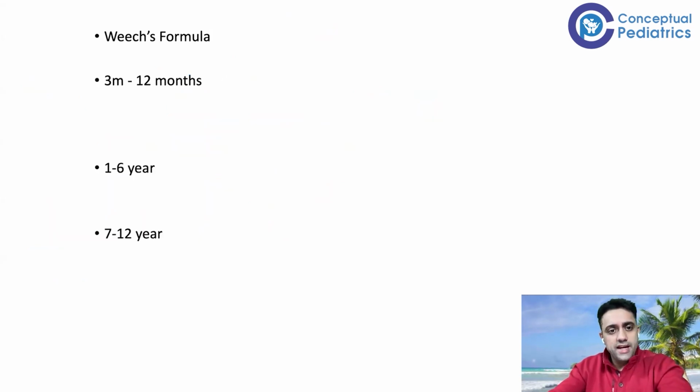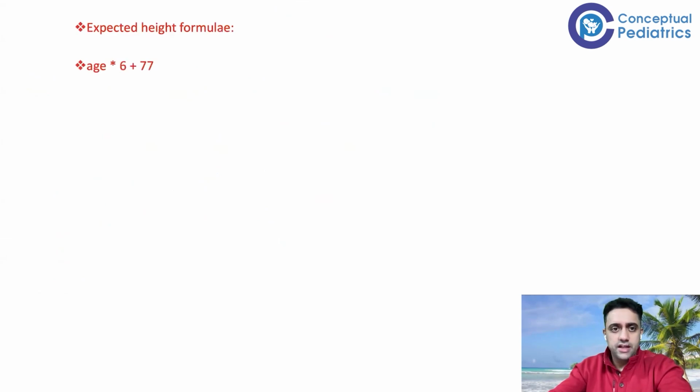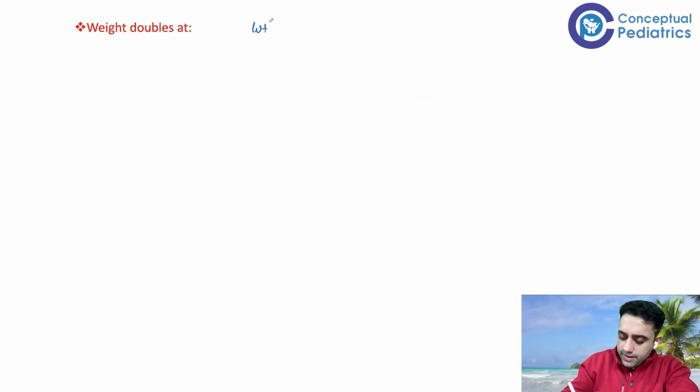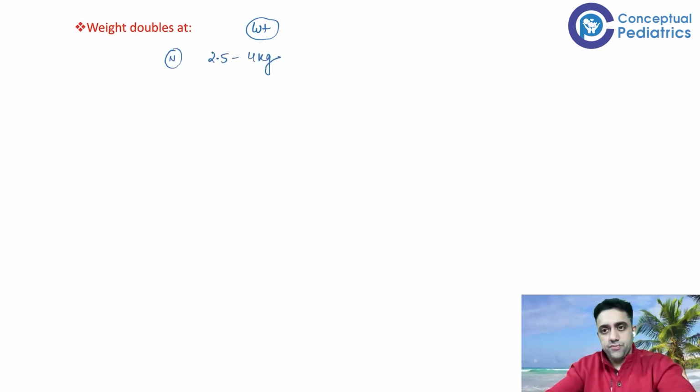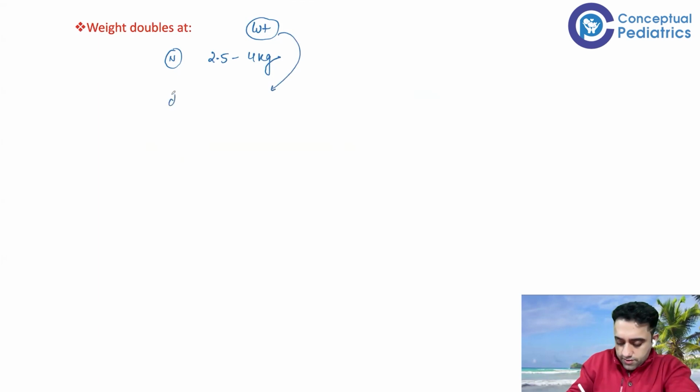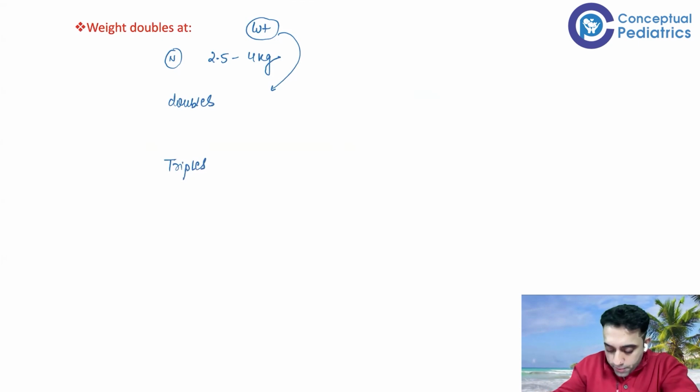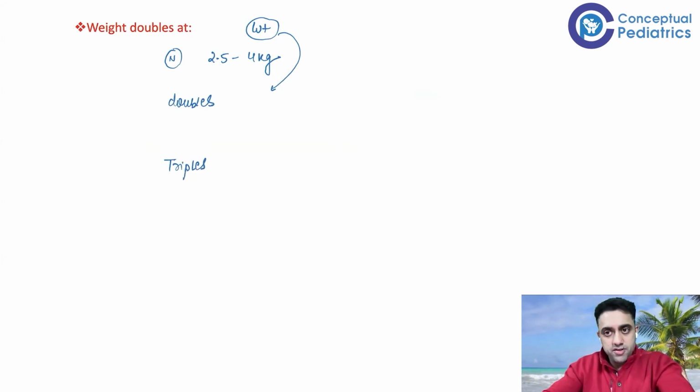Everything I told you, the formulas, the height formula. Now after knowing the expected weight, one more thing. What is the normal weight of a newborn? The normal weight of a newborn is 2.5 to 4 kg, right? So when does weight double? This they also ask in exam. When does weight double and when does weight triple? In the previous slide, we had spoken that height or length doubles by 4 years and triples by 12 years.